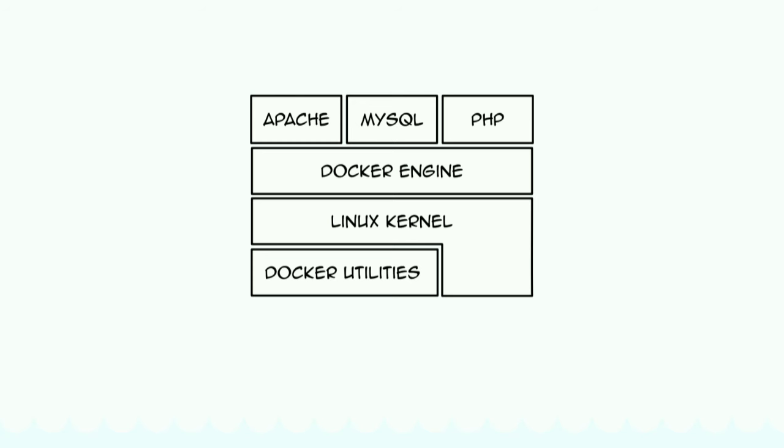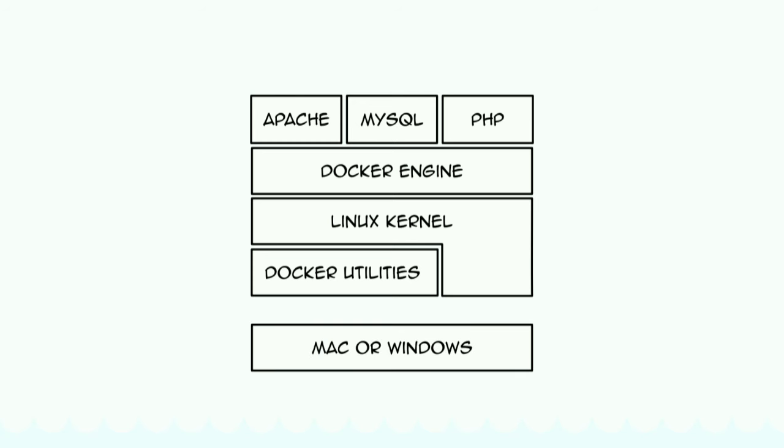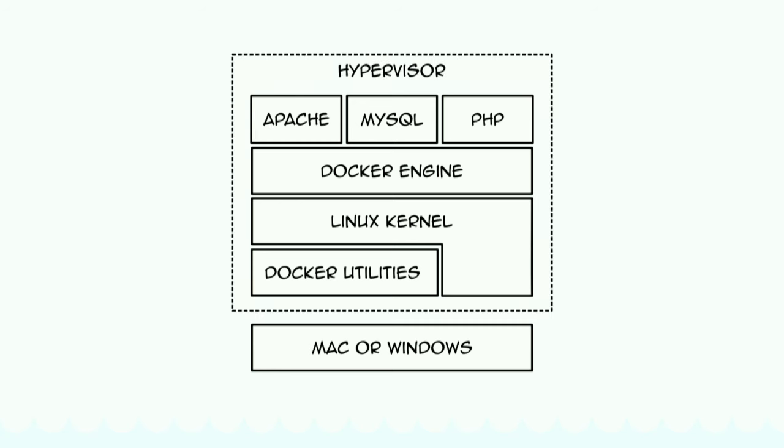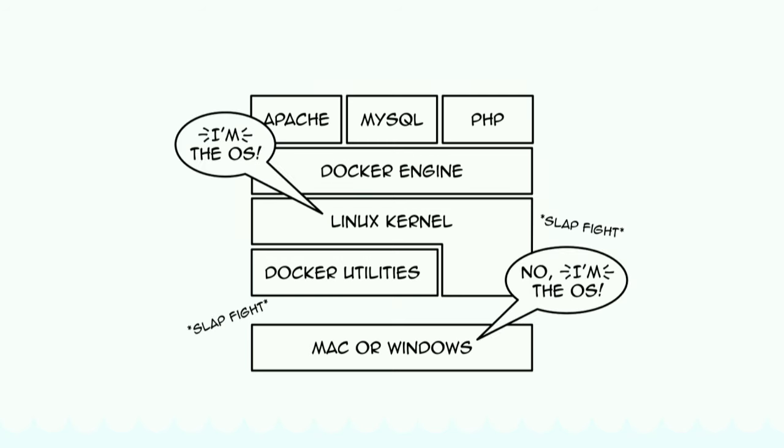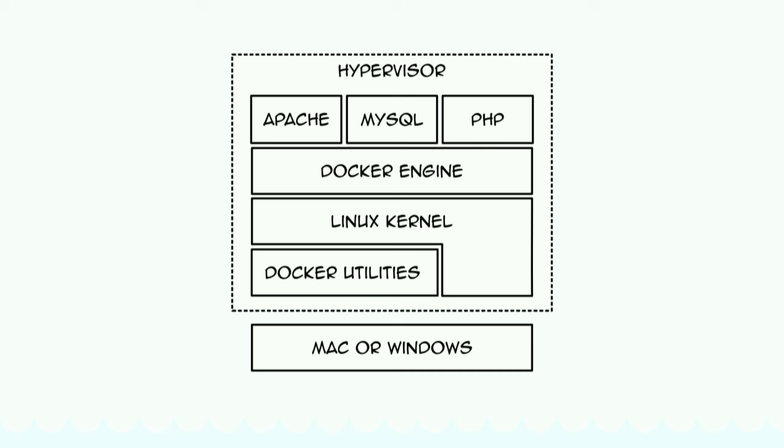This looks great. But if you're on Mac or Windows, you have a problem, because you've got two different operating systems, and they're like toddlers fighting over the same toy. It's like, no, I'm the OS. No, I'm the OS. So in order to actually make this work, in Docker, we use a hypervisor, a VM. It's one hypervisor for the entire system, no matter how many containers you're running on it. That's the key difference between Vagrant and Docker. One VM for everything. It is an incredibly lightweight VM. It is only a few hundred megabytes, and it runs everything.